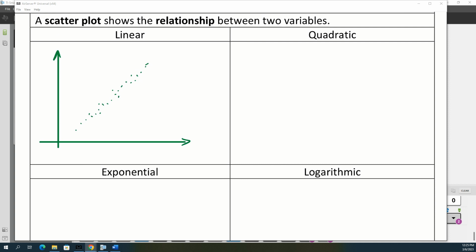What do you think the quadratic is going to form? What's the shape of a quadratic? Do you guys remember? A U, a parabola. So a quadratic will be something like this, or it could be an upside down U.